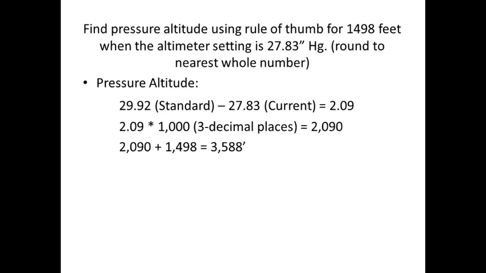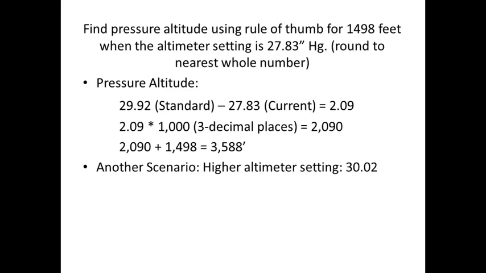Alright, that works both ways. Let me give you another scenario for pressure altitude. Another scenario, we have the higher altimeter setting. Let's say we have an airport elevation, again, it'll be the same elevation, 1,498 feet. We're going to apply to this new scenario now with a higher pressure setting. So you take the standard altimeter setting again, 29.92. You subtract the current altimeter setting. In this case, it's a higher altimeter setting, 30.08.